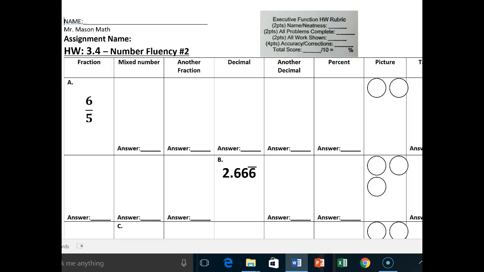Row 8, and we have 6 over 5. I want to convert that to a mixed number, so how do I do that? I just say, alright, how many times does 5 go into 6? It goes in there one time with 1 left over. That's how I get 1 and 1/5.